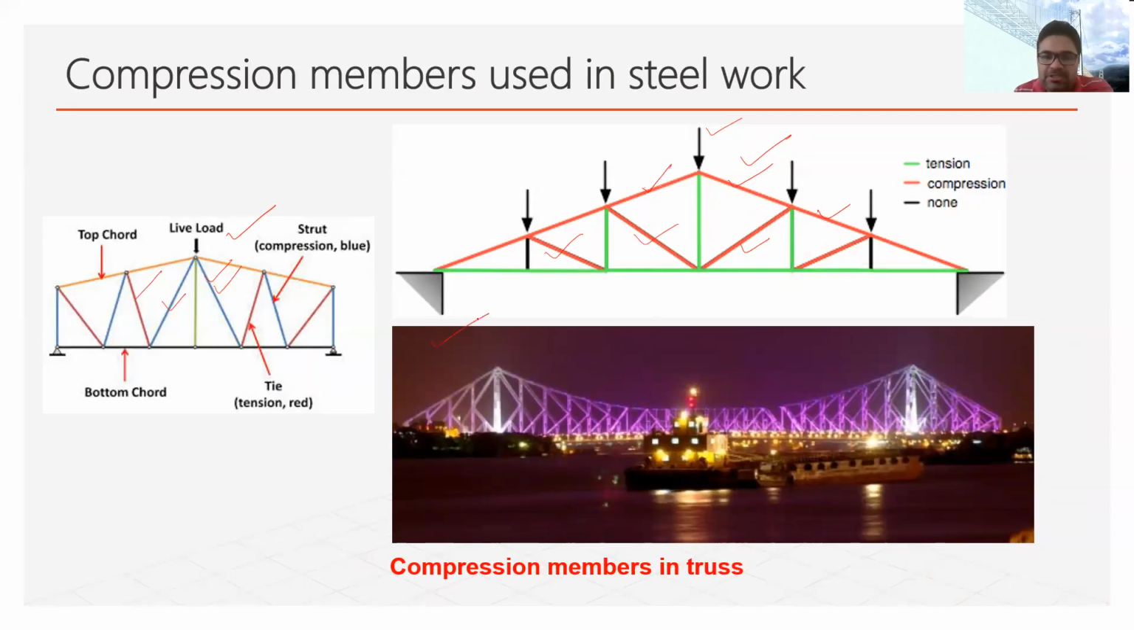If you look at the bridge, this is basically the Howrah Bridge. In the bridge also, there are some members which are in tension and some members which are in compression. For example, you can see this vertical member is in compression. Similarly, this upper line of the steel sections is actually in tension. Similarly, if you look at this K line, these K lines are in compression.